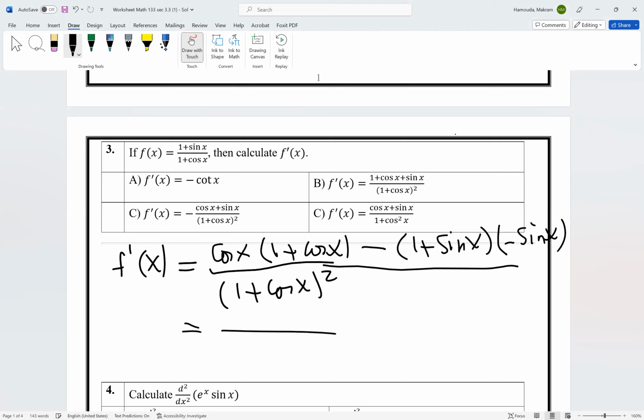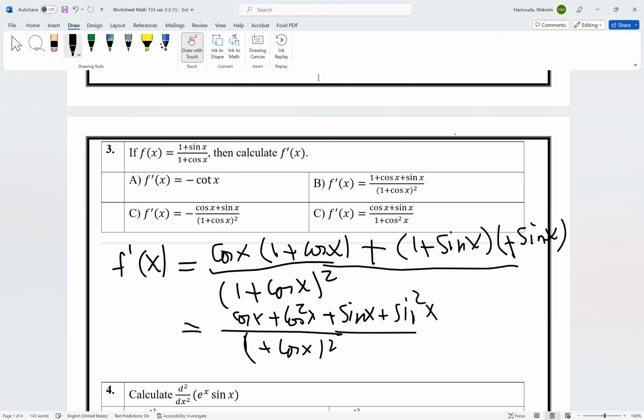So it is equal to 1 plus cosine x squared, cosine x plus cosine square x. So this is like plus, if we forget these two minus, so it's plus sine x plus sine square x. And you see that clearly cosine square plus sine square, that's equal to 1. So it's 1 plus cosine plus sine over 1 plus cosine squared, and the answer is B.